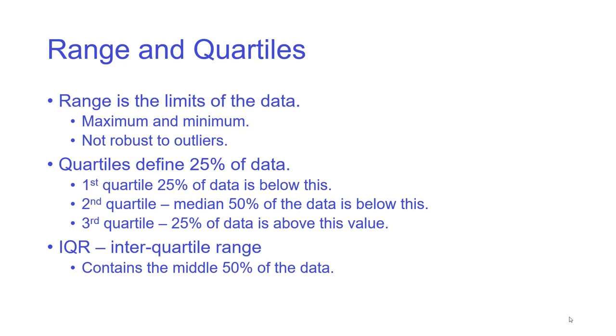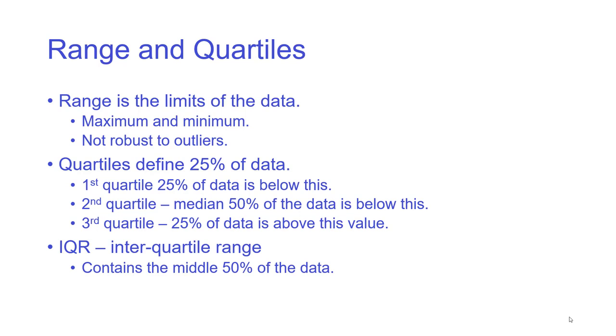Now the quartiles are much more robust. So the first quartile is 25% of the data will be below it. The second quartile, another 25%, so 50% of the data will be below it. The third quartile, another 25% or 75% of the data is below it, and 25% of the data is above. And the fourth quartile is the maximum, so all the data is below.